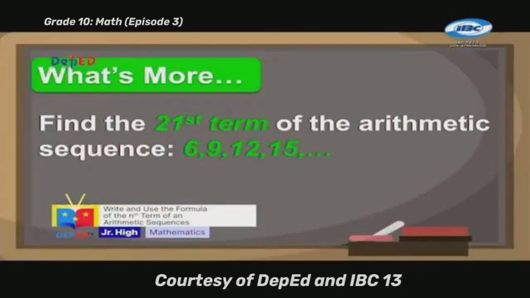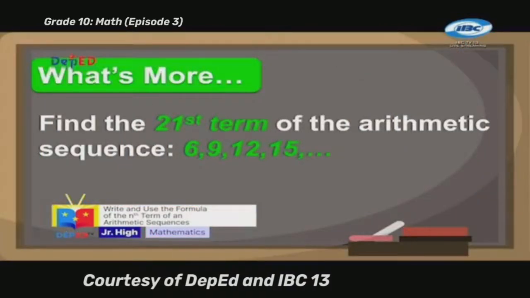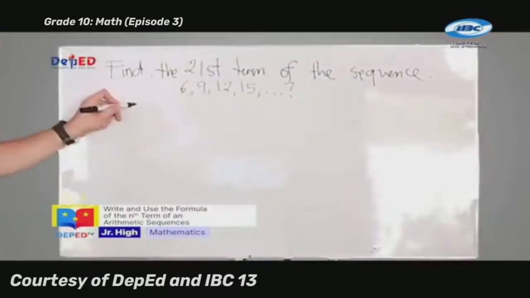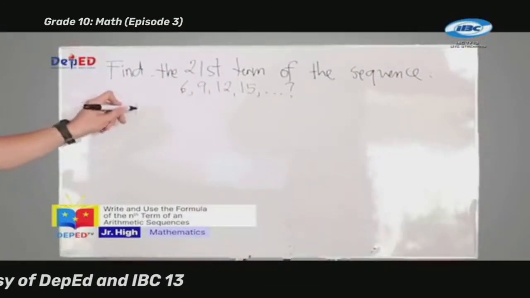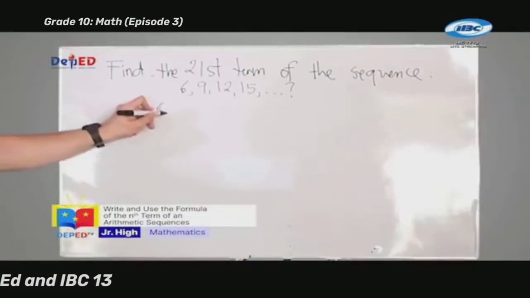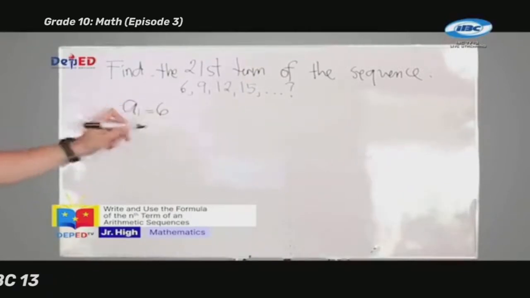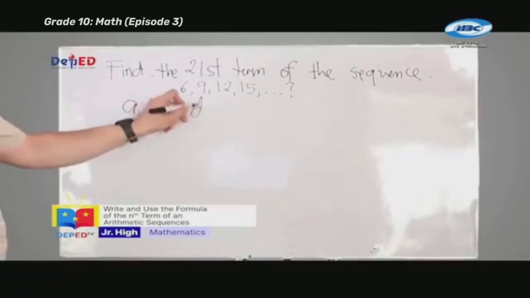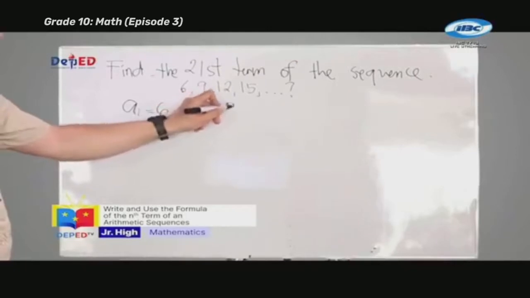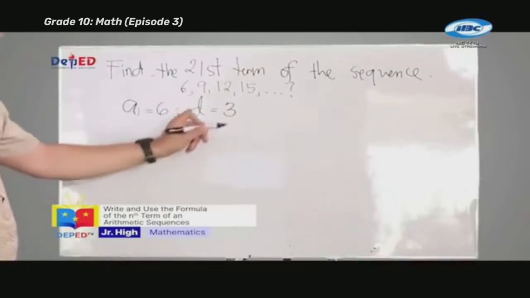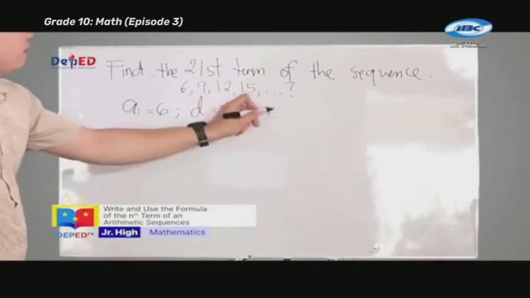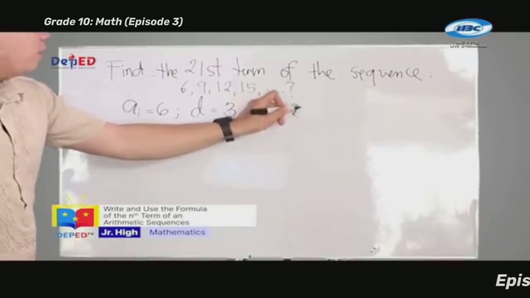From the sequence, we can see that our a sub 1, or the first term, is equal to 6. Our difference is equal to 3. And our n is equal to 21.